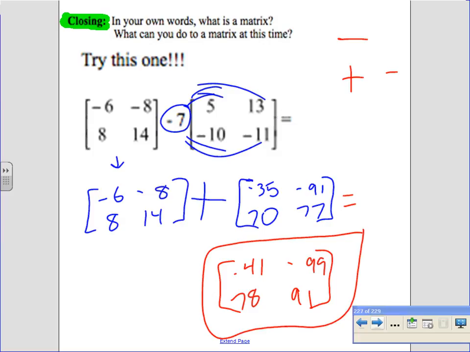You need to basically follow an order of operations to get that. Rewrite the first one, distribute the negative 7 or positive 7 through, whatever makes more sense to you, and then add them. Mary?